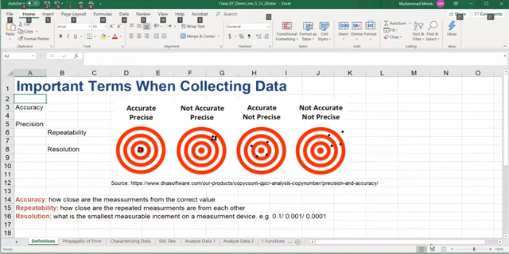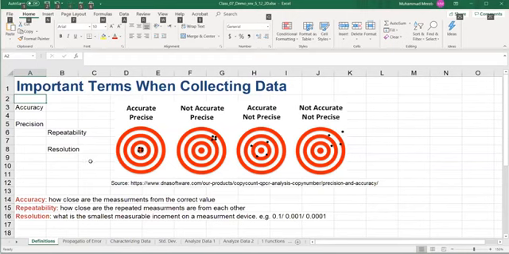So if you look at the first graph here, let's say that's the expected value. The closer your measurements are to the correct value, the more accurate the measurement or the collected data is.